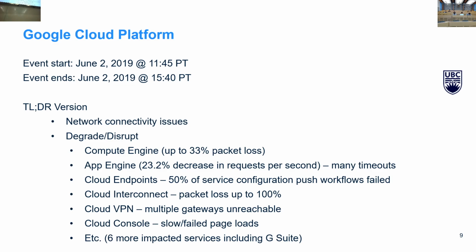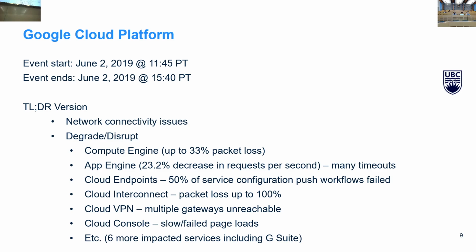So a little bit of network connectivity problem caused some degradation and disruption, which meant 33% of the packets to the compute engine were being lost. 33%, that's a lot. That means we got a lot of retransmission, which of course, what does that do? That spikes our load on our network, which causes other problems, and so on. App Engine had a 23.2% decrease in requests per second.